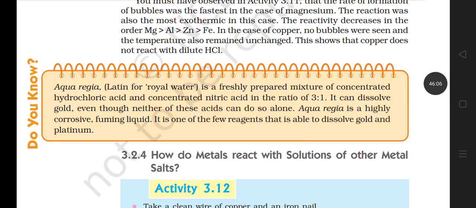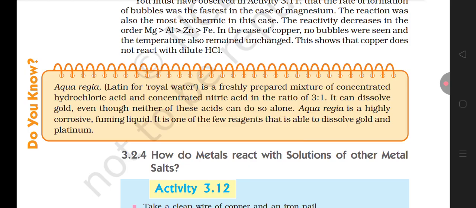See, bachche, now we are going to read about aqua regia, that is known as royal water. It is a freshly prepared mixture of concentrated hydrochloric acid and concentrated nitric acid in the ratio of 3:1. Means 3 parts of hydrochloric acid and 1 part of nitric acid are added for making the royal water, that is aqua regia. So in the ratio of 3:1, it is mixed.